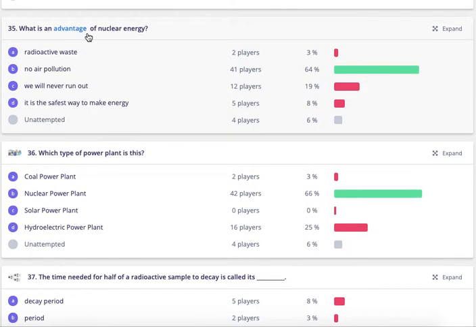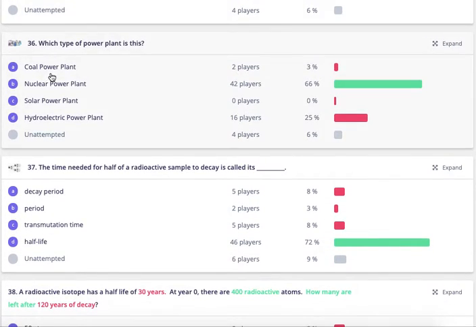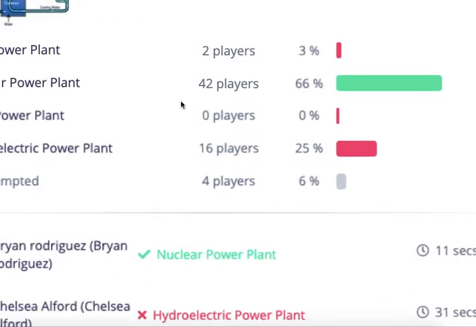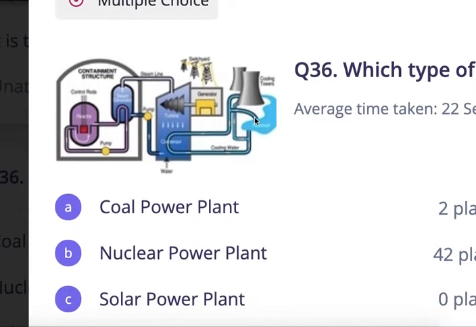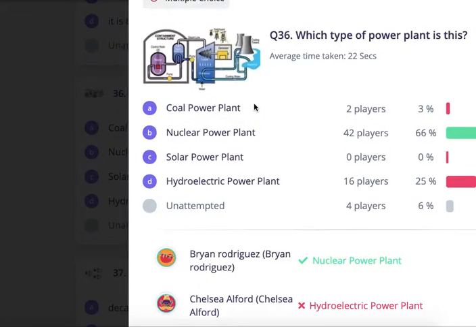What is an advantage of nuclear energy? No air pollution. When you see those pictures with the big cooling towers, it looks like a bunch of smoke going into the atmosphere. It's just steam. It's water. What type of power plant is this? Well, let's look. There are those little cooling towers. Looks like nuclear to me.